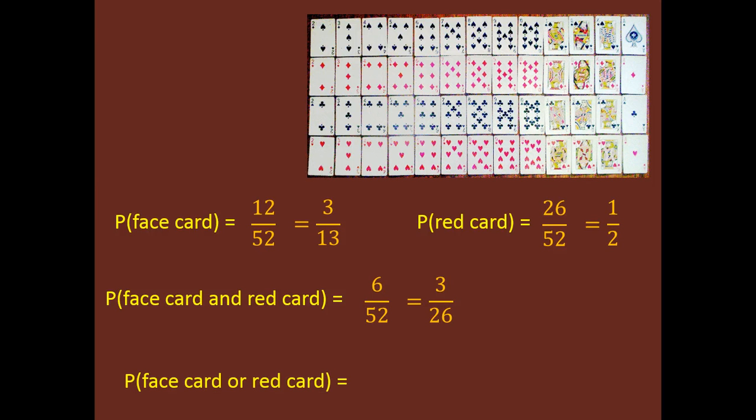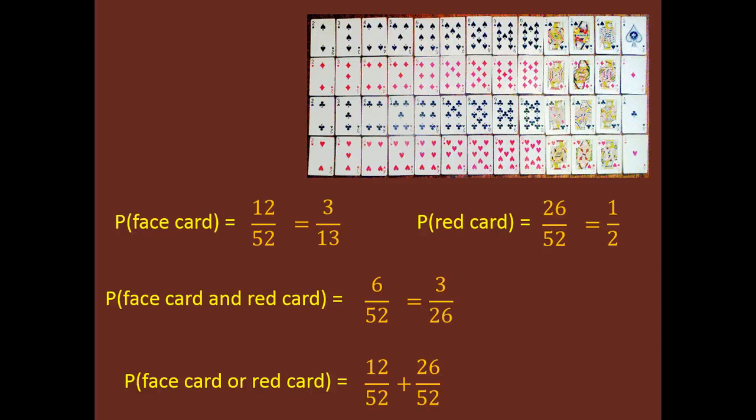How about if we pull a single card from the deck and we want to know the probability that that card is a face card or a red card? Now, or means it could be either a face card or a red card or a face card that happens to be red.